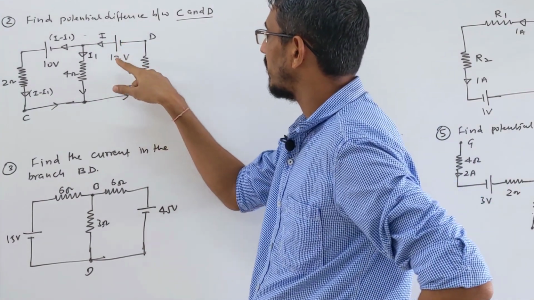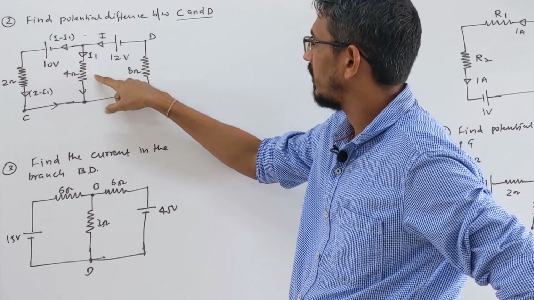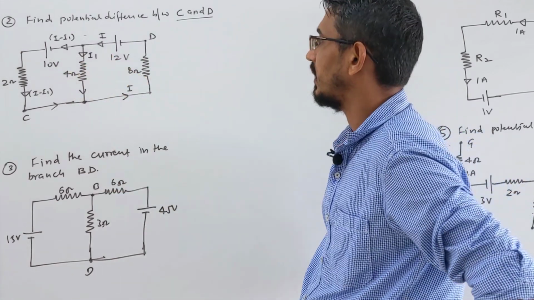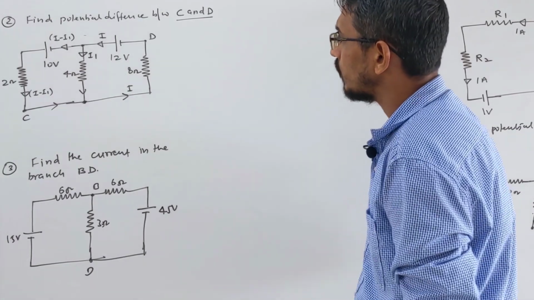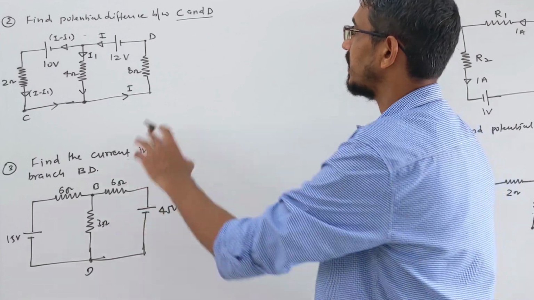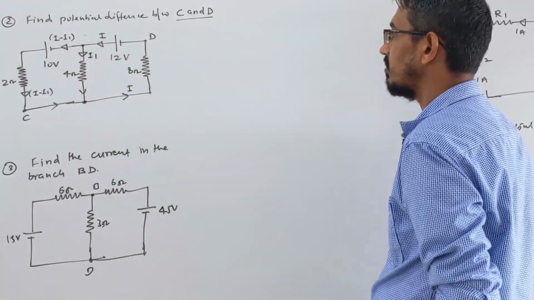So the current started from the 12 volt battery is I. Some current going here is I1, you can write here also I1, then you can write I minus I1, that doesn't matter, anywhere you write. Now first we have to find these currents to find the potential difference. Resistances are known, batteries are known. So now we have to write loops here. Give attention, this is important.